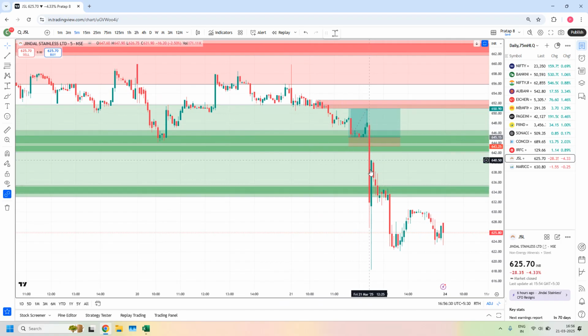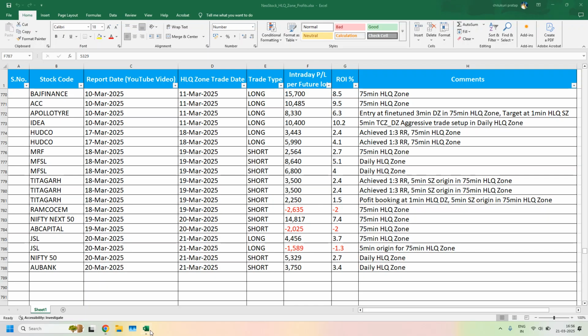So we have a successful trade and then we have a stopped out trade. In Jindal Stainless Steel, the successful trade gave 4,456 rupees profit, which is 3.7% ROI. And the stopped out trade has given 1,589 rupees loss, which is 1.3% negative ROI. That indicates the loss. So these are the two trades from JSL.